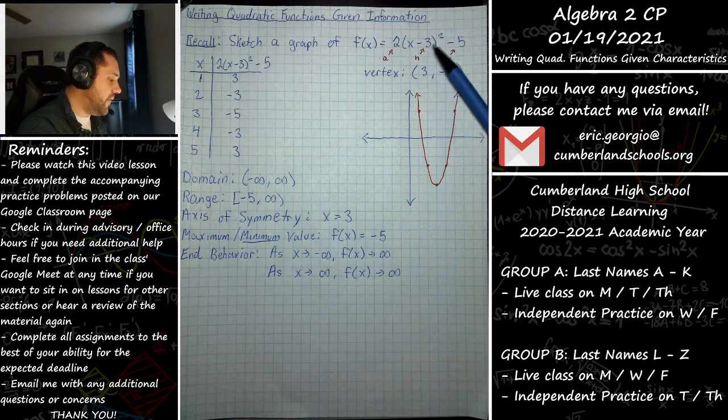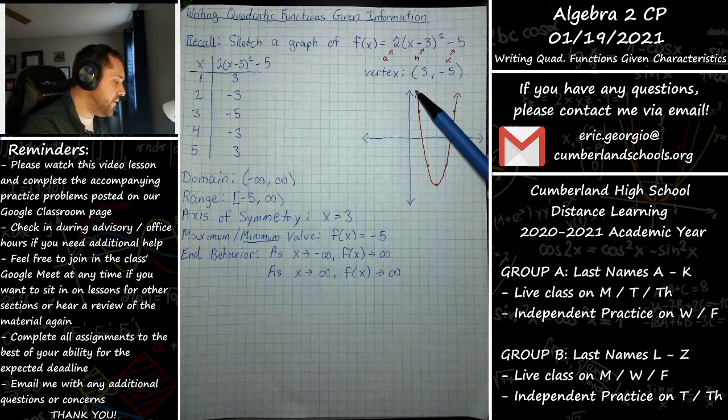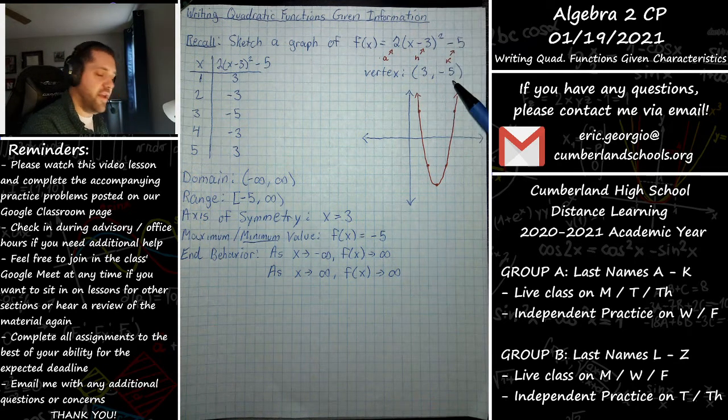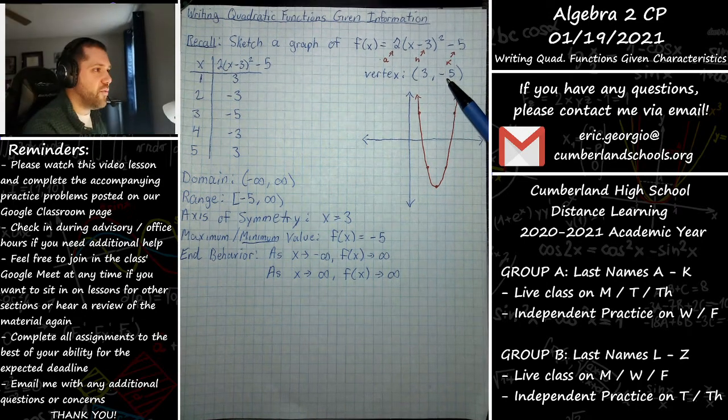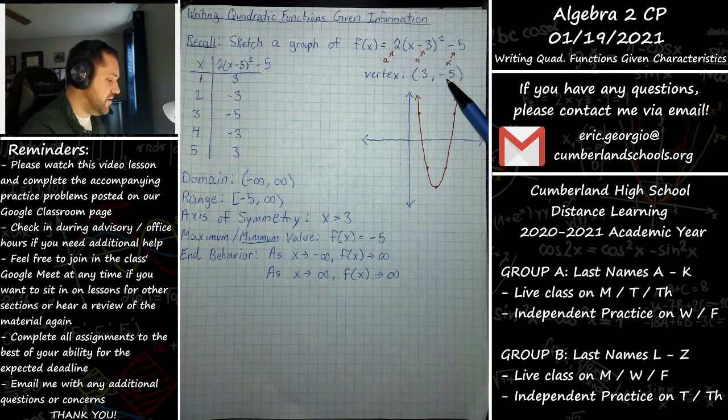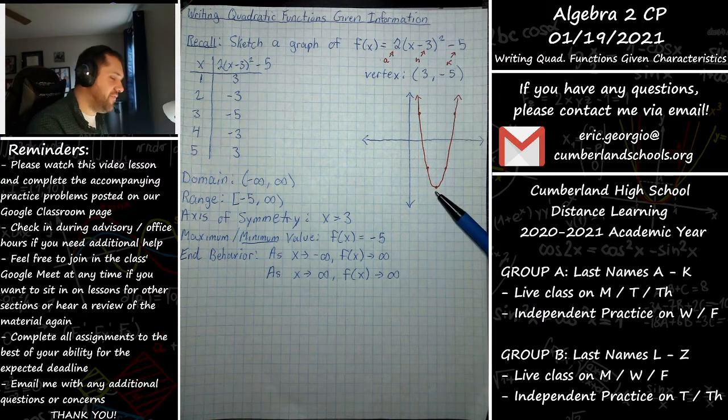We would say here that the vertex is h comma k. So the fact that we see x minus 3 inside these parentheses means the x-coordinate of the vertex is positive 3. And the k just translates directly to the y-coordinate of the vertex. It would be negative 5. So our parabola here would start at 3 comma negative 5, which is here.